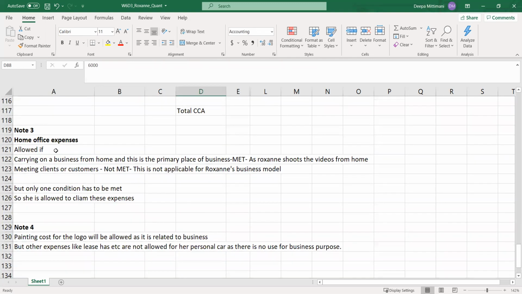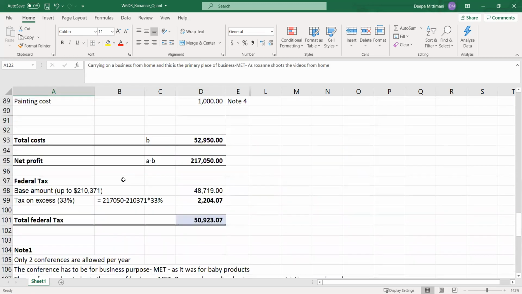So home office expenses are allowed if carrying on a business from home, and this is the primary place of business. Now this condition is met as Raksan shoots her videos from home. Then meeting clients or customers is not met, so this is not applicable. So one is met, one is not met, but only one condition has to be met to claim these home office expenses, and she is satisfying one condition, so she can claim that.